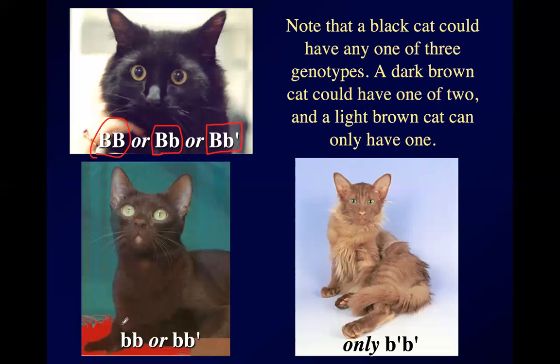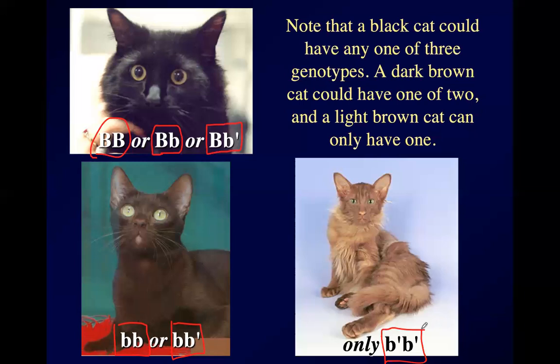The cat down there could either be homozygous for the dark brown allele, or could be heterozygous with one copy of the dark brown and one copy of the light brown. So we can't tell that dark brown cat's genotype. But this cat right here with the cinnamon fur can only have the genotype little b prime, little b prime. The only way you'll get a cat with light brown fur is for that cat to be homozygous for the recessive light brown allele.